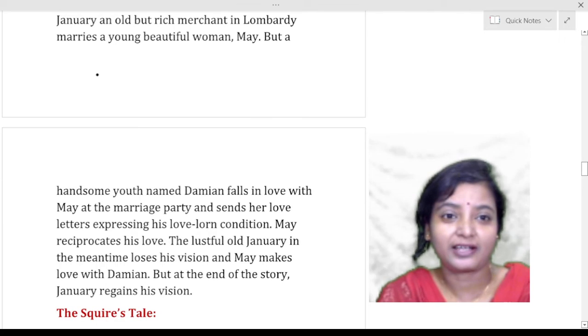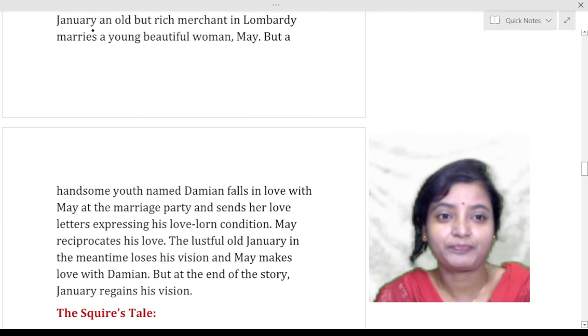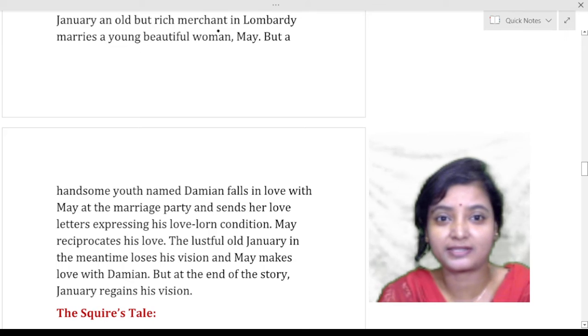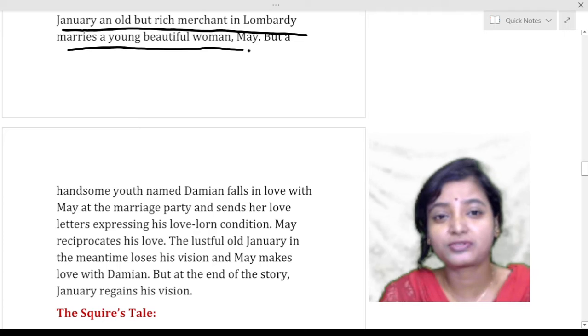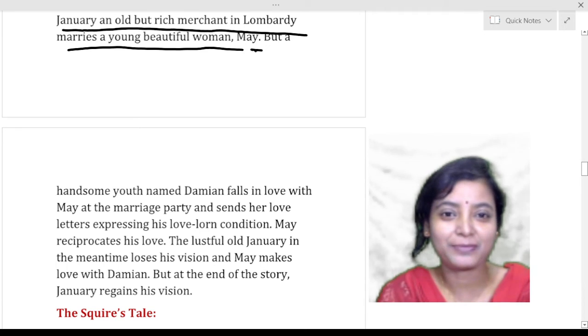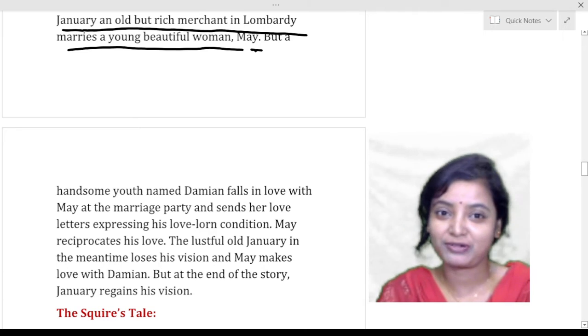January, that is the character, an old but rich merchant. Who was January? An old but rich merchant in Lombardy marries a young beautiful woman whose name is May. Okay, these are the names of some months, January and May.